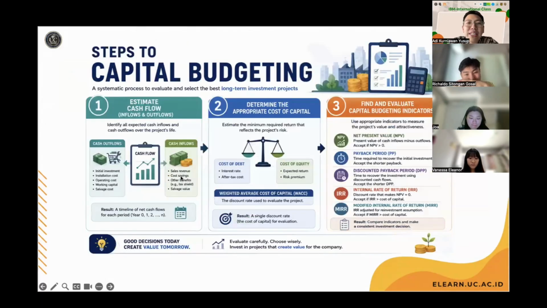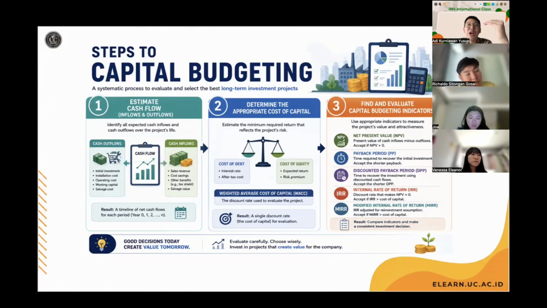Now, these are the steps of capital budgeting. Okay, the first one is that you have to be able to estimate the cash flow, the outflow, and also the inflow. The inflow, for example, is the revenue. The outflow, can you give an example of the cash outflow? Salary, probably. Salary, very good. And then operating costs, right? These are examples of cash outflow.